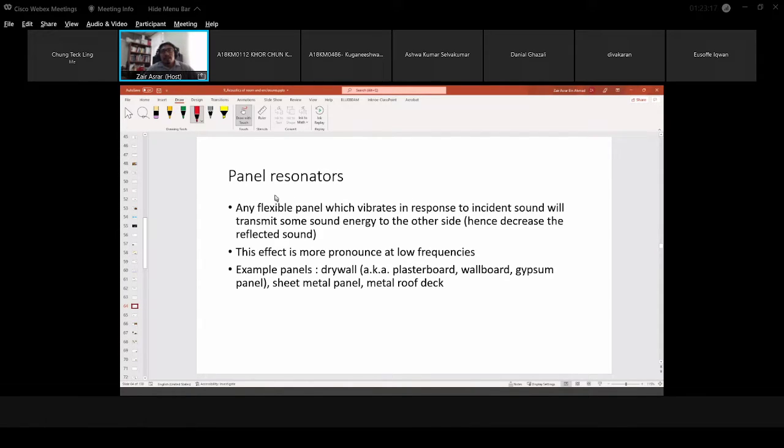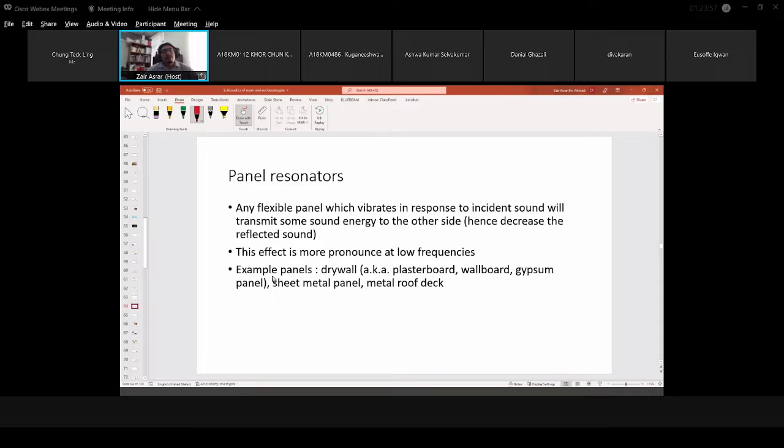In terms of the panel resonator, the idea is almost the same. Instead of having the sound within the resonator, now the sound is causing this panel plate to vibrate. The more the plate is vibrating, the more sound energy will be absorbed. So this flexible panel will vibrate in response to the incident sound. It depends on the flexibility of this panel. The more flexible it is, the better the performance of this panel, especially in terms of low frequency vibration.